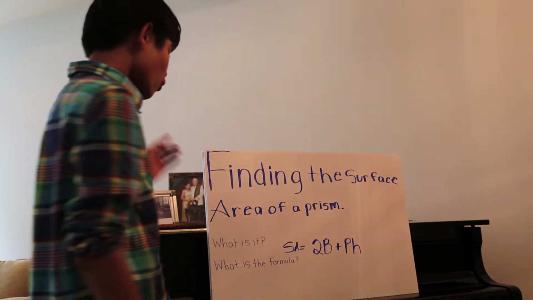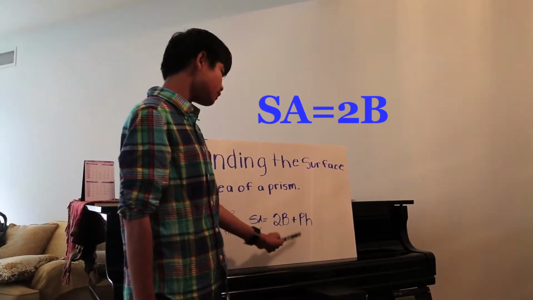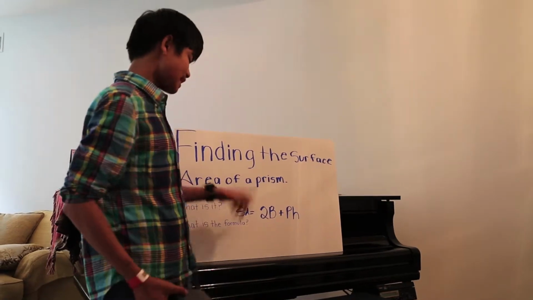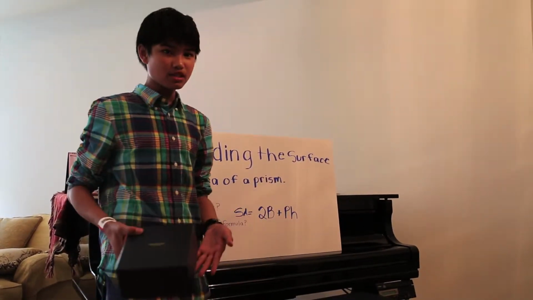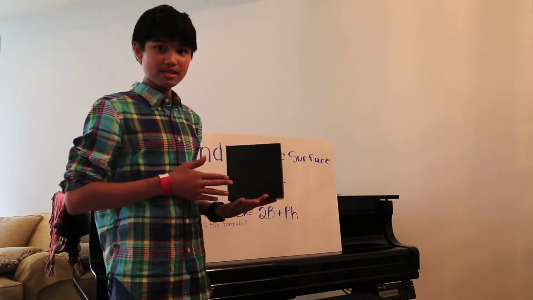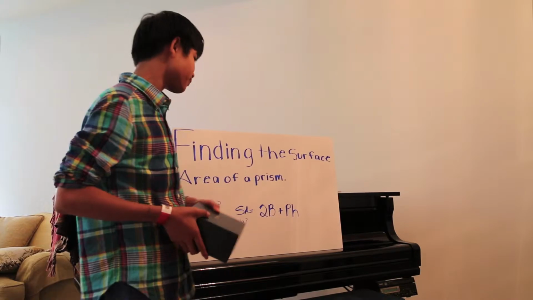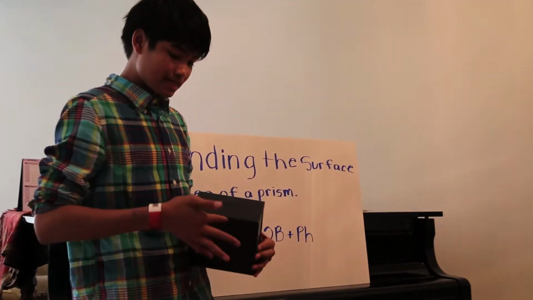So what is the formula? The formula is 2B plus PH. 2B stands for base times 2. So this is a base, and this is another base, because there are two bases, so you just times 2. And plus PH is the perimeter times height.